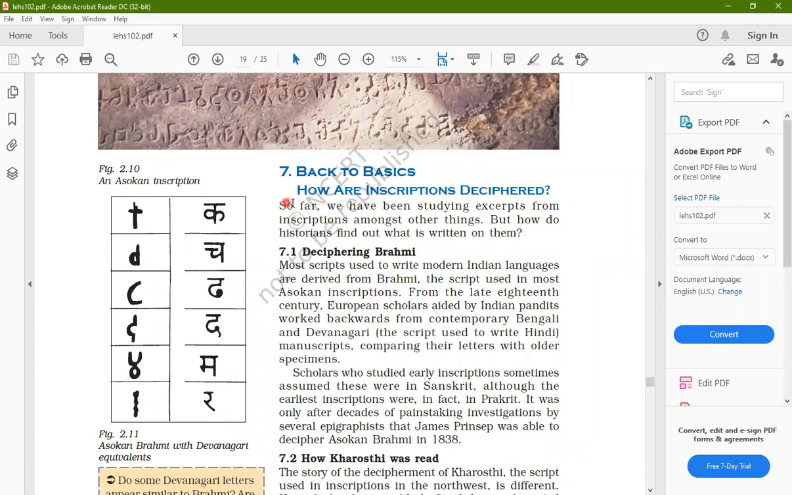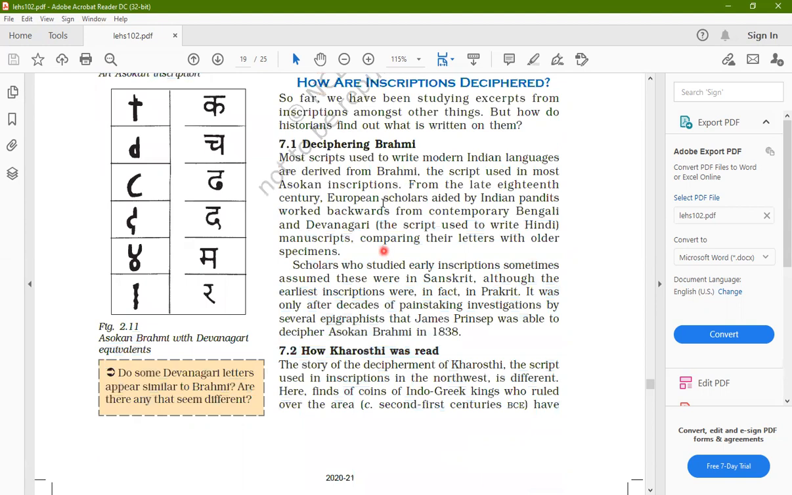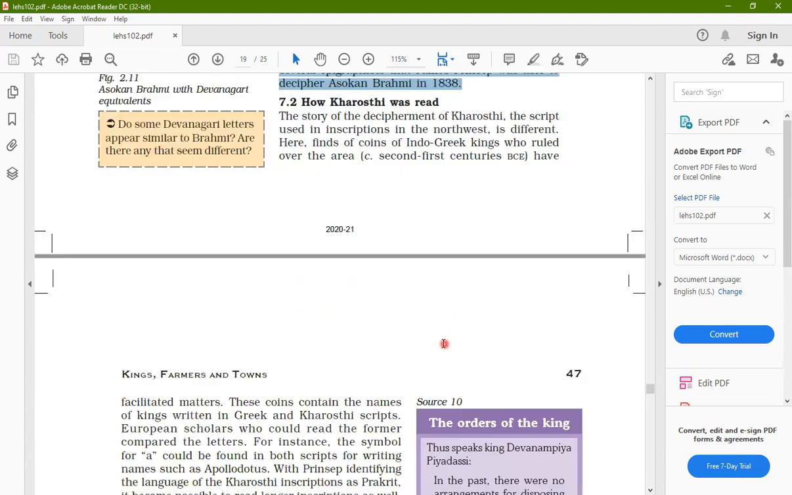Now here we have back to basics, the last topic. Here we don't have that much to be noted. Devanagari is a script that is used to write Hindi. Then we have that it was after decades of painstaking investigation by several epigraphers that James Prinsep was able to decipher Ashokan Brahmi in 1838. This is the important thing.